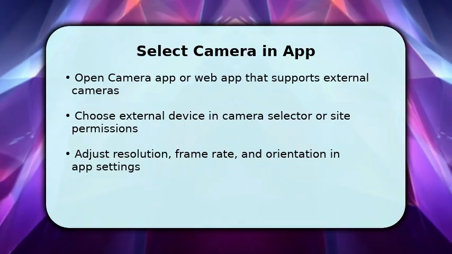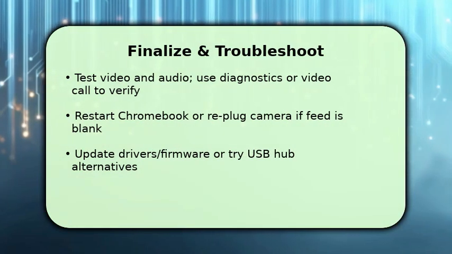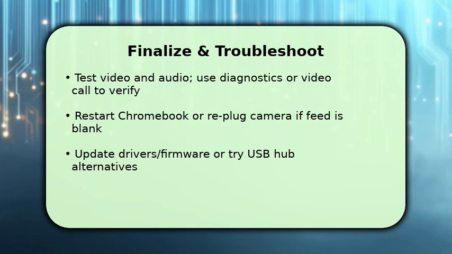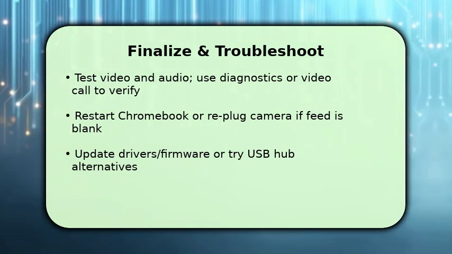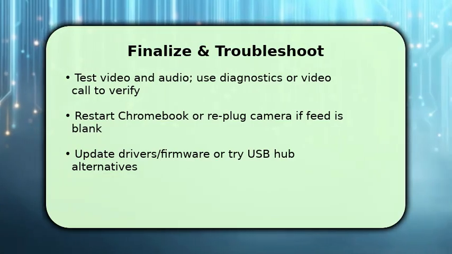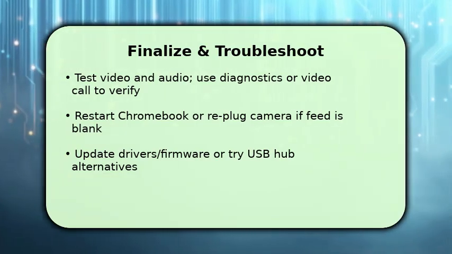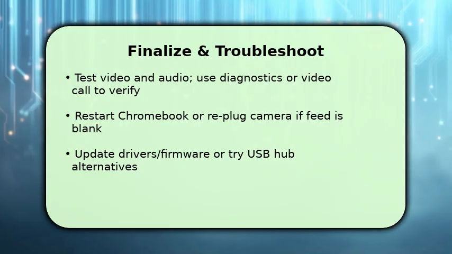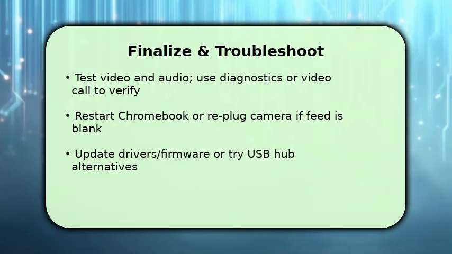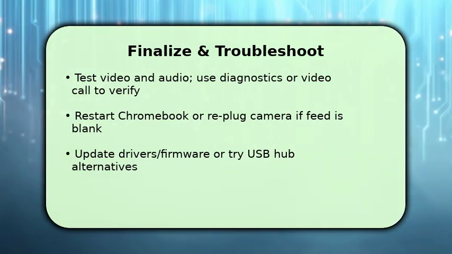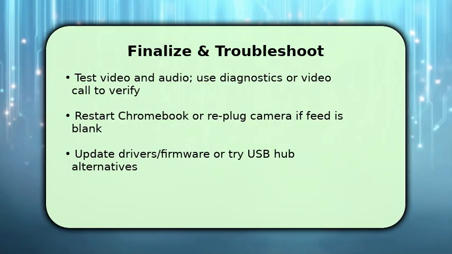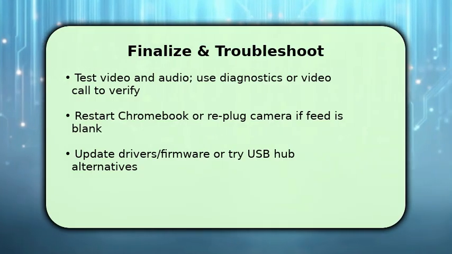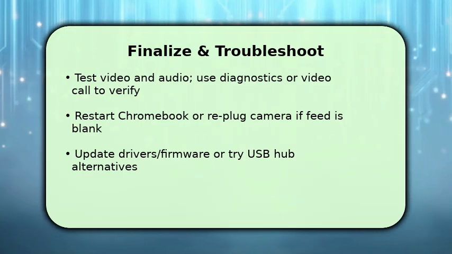Finish by testing the camera in a live call or the camera app so you confirm both video and audio work. If the feed is blank, power cycle the camera and replug it, and then restart your Chromebook. This often forces device recognition. If issues persist, update camera firmware or try a different USB port or hub because incompatible hubs or outdated firmware are common culprits. If nothing helps, try another app to isolate whether it's app-specific.